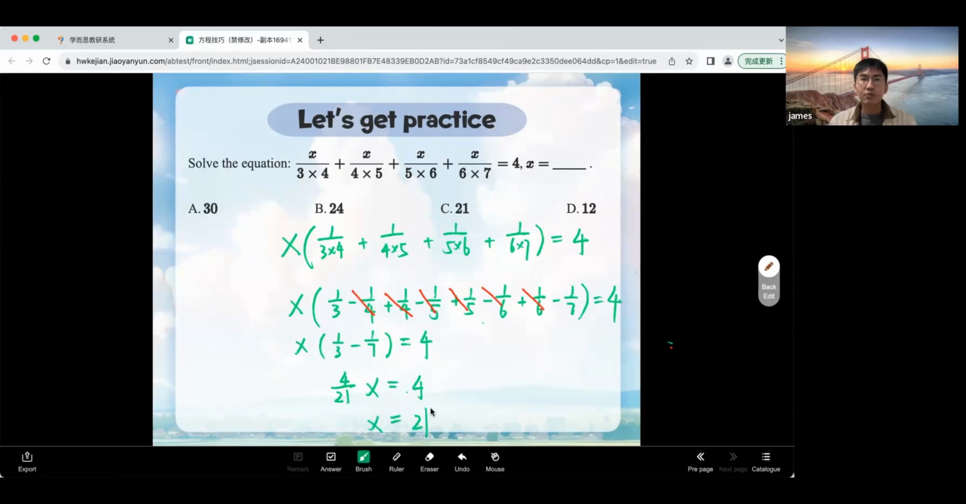Okay, everyone, let's do a quick recap of the splitting method. Whenever we see a fraction and the bottom number is the product of two numbers and the top number is the difference between the two bottom numbers, we can split that fraction into 1 over the first bottom number minus 1 over the second bottom number. Okay, this is the splitting method and we can use it to solve the equation.